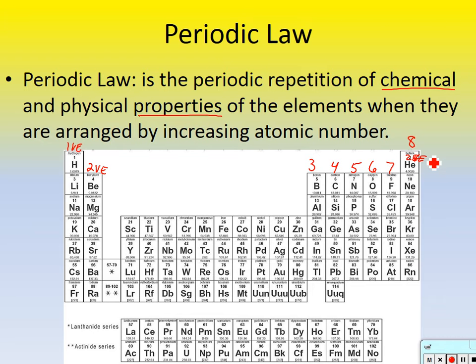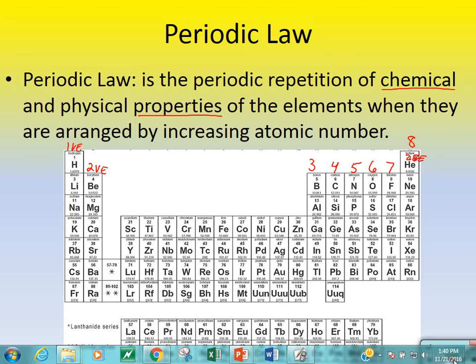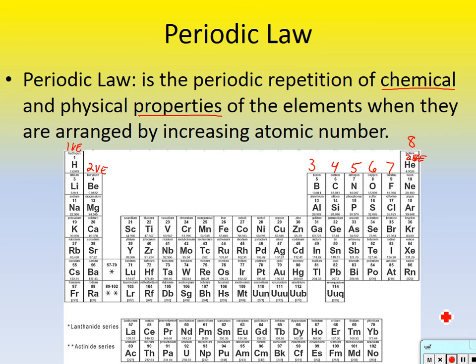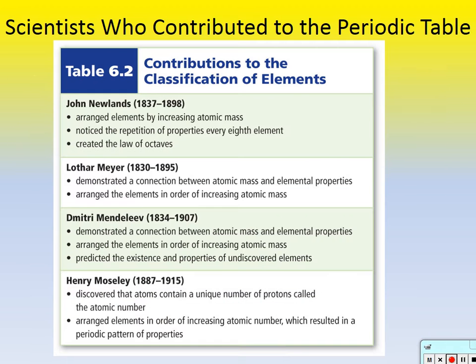And that's what causes them to have similar chemical properties. They all have the same number of valence electrons. Okay, so that is periodic law. It's repeating every eighth element.